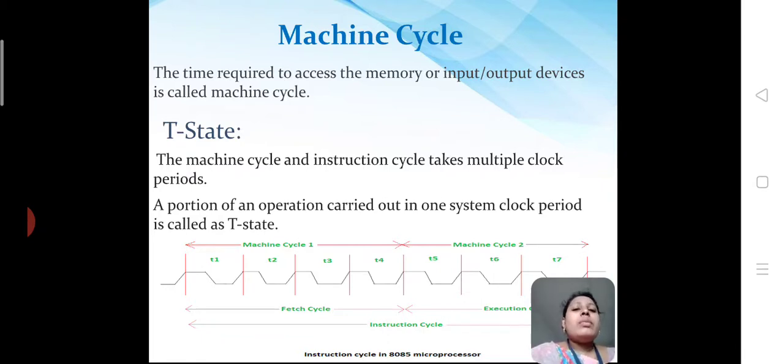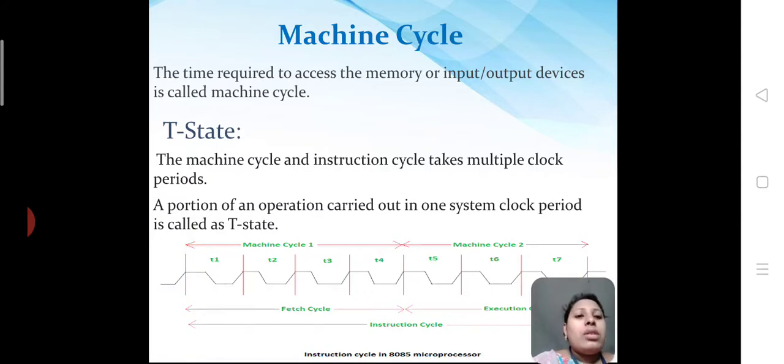T-state means the machine cycle and instruction cycle take multiple clock periods. We already know from the previous class that the instruction cycle is the combination of the fetch cycle and execution cycle. The combination of these will take multiple clock periods. So a portion of an operation carried out in one system clock period is called a T-state.